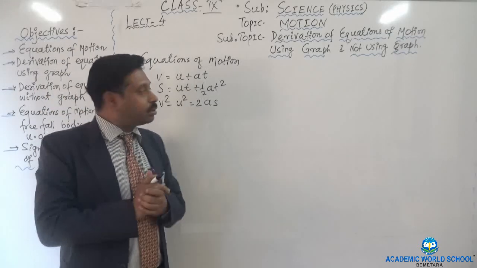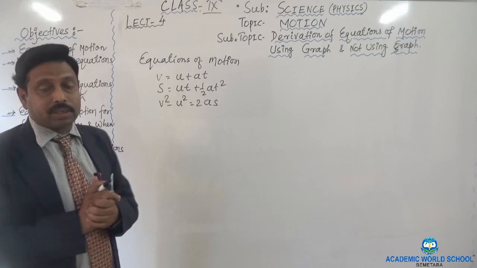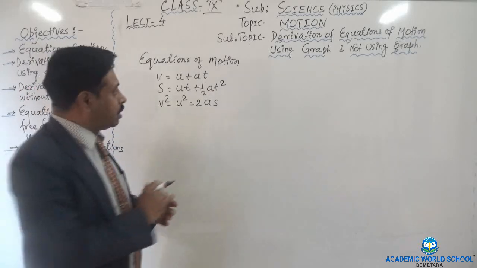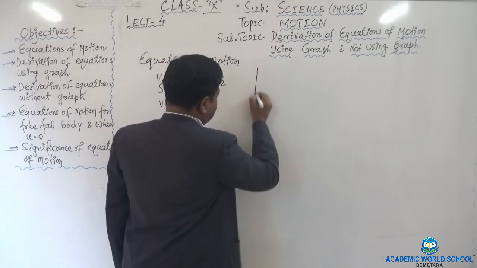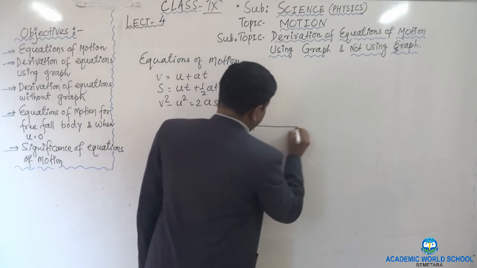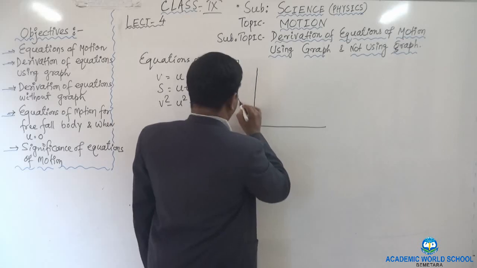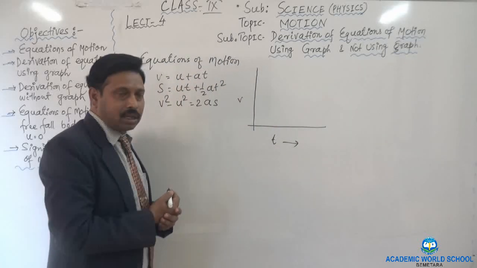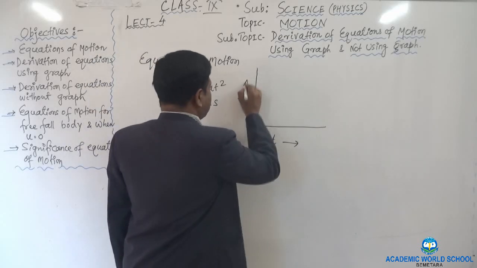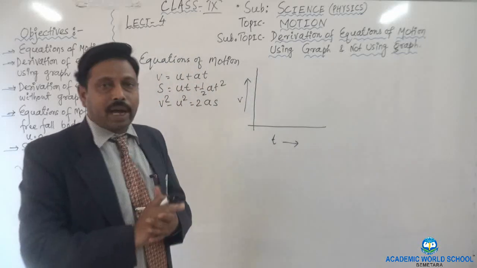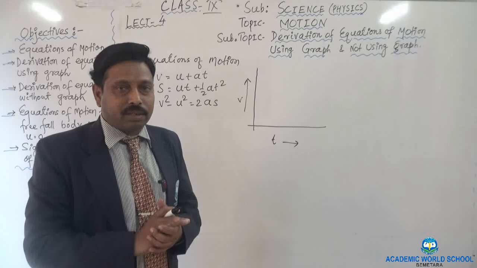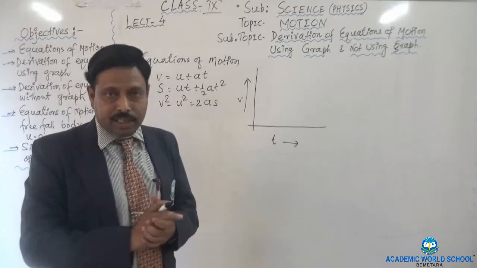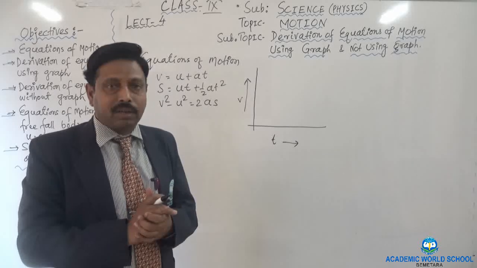Now, how to derive the first equation of the motion using the graph? So let me draw the graph like this way. I have taken the velocity and the time graph. Time is along x-axis and velocity is along the y-axis. So velocity time graph will give you the acceleration. Let a body travel with an uniform acceleration. So the velocity will increase obviously.